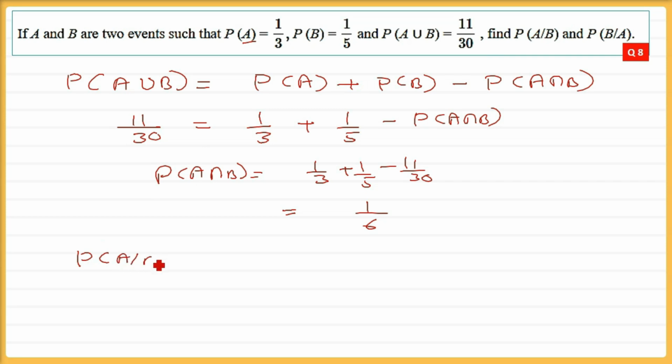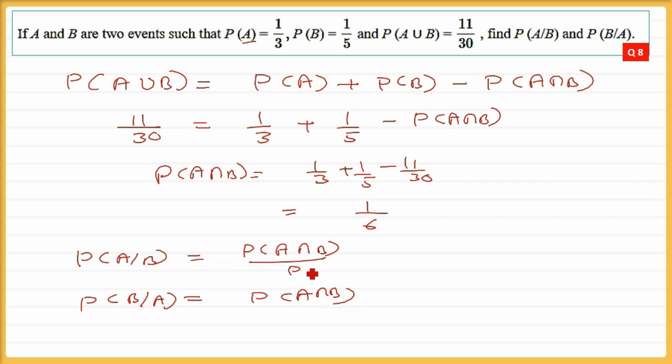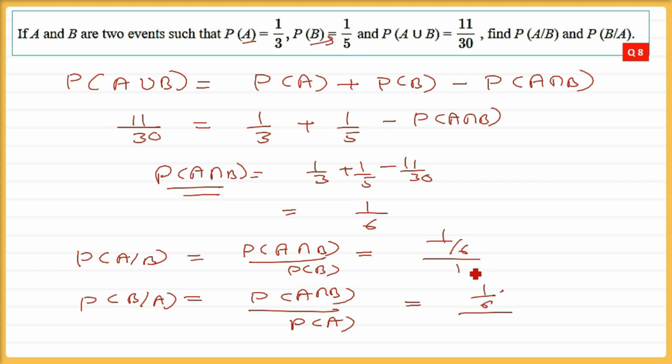Now P(A/B) and P(B/A), let's write them together so that you understand how the formulas are being made here. P(A ∩ B) remains in the numerator for both cases. The denominator will take the probability of what is known: P(B) in this case, and P(A) in this case. What is P(A ∩ B)? We just found it to be 1 by 6. In the second part also I'm writing the same numerator. How about the denominator? It's given in the question. P(B) is given in the question, which is 1 by 5. P(A) is given in the question, which is 1 by 3.